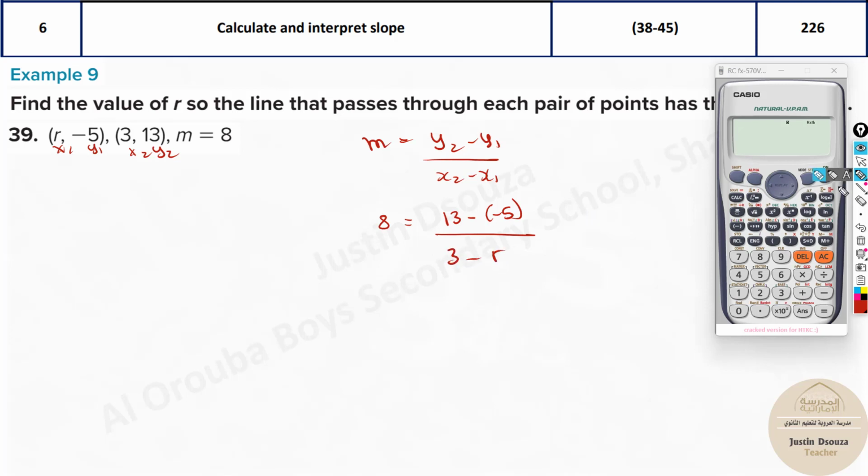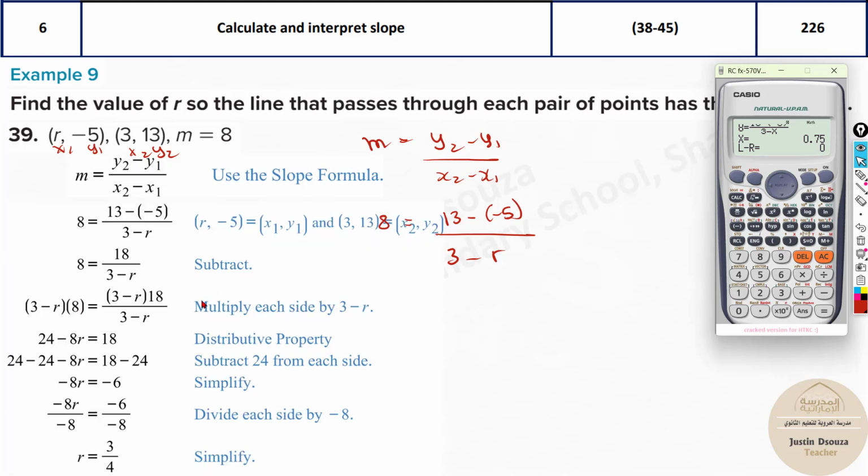I'm going to use the calculator directly. All you do is, this symbol over here, 8 equals 13 minus of minus 5 divided by 3 minus alpha x. Shift and solve. Now this is the old saved answer, the previous saved answer. When you press shift solve, equal to, you get the new answer. It's 0.75 or 3 by 4. So that's the answer. Same way, please do it.